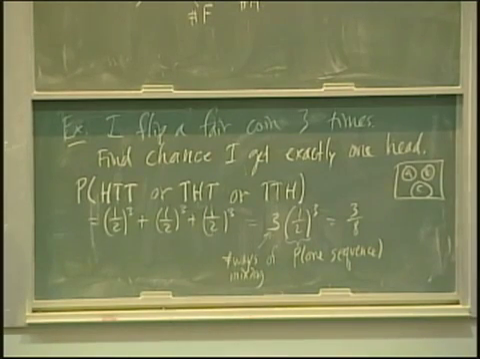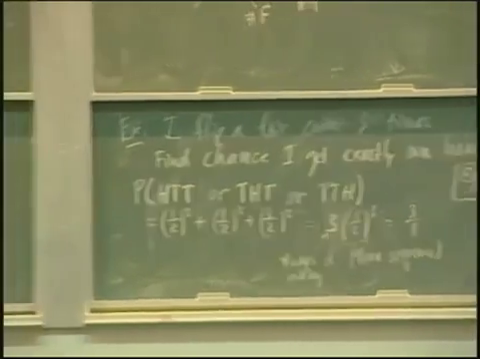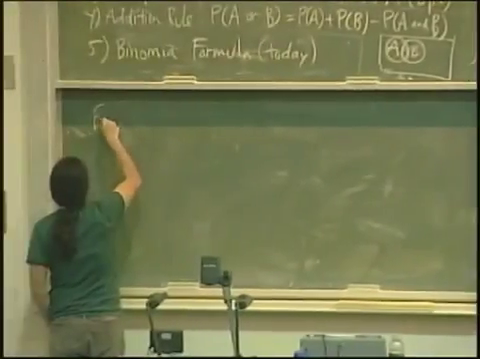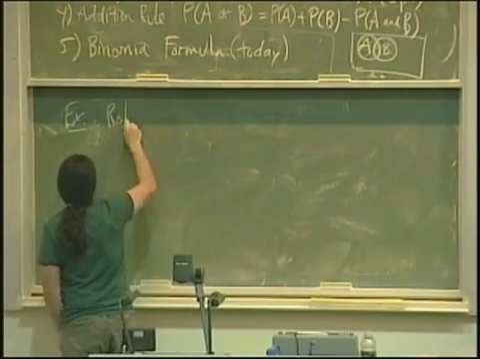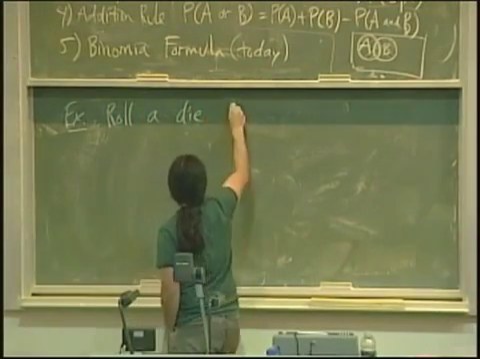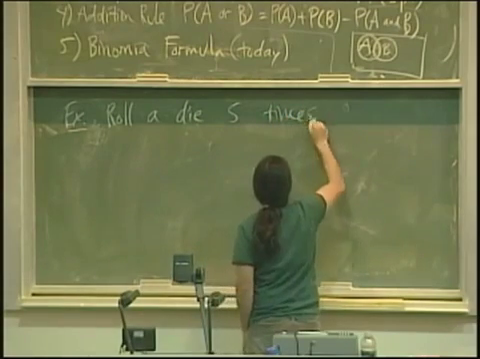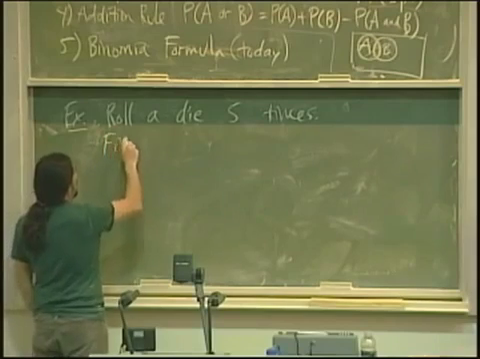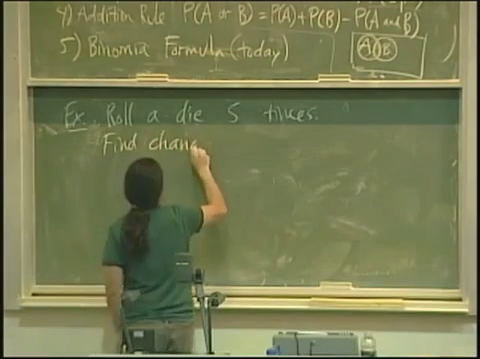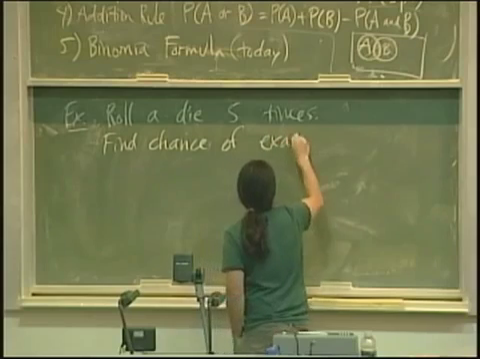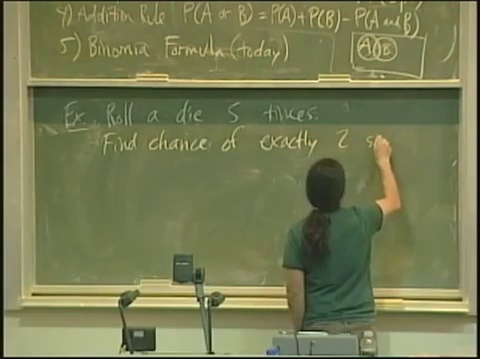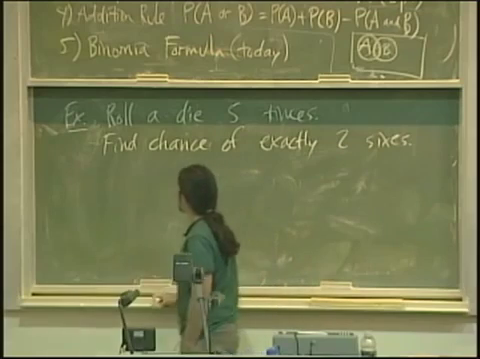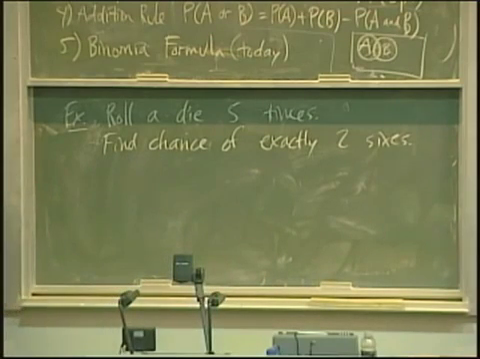Let me do one that's a little bit harder, but I think still pretty manageable. Roll a die 5 times and find the chance of exactly 2 6s. Okay? So I'm going to basically use the same logic.